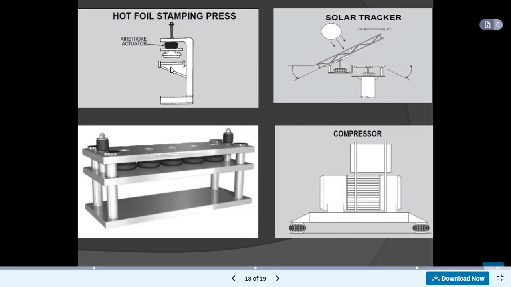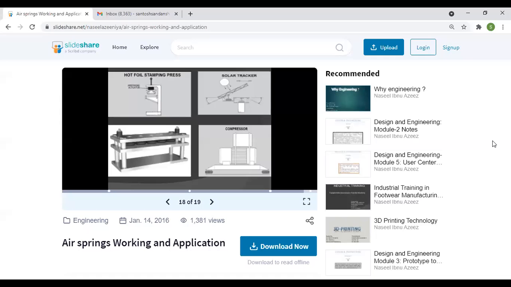So all this is related to air spring or gas spring. So today we stop here.